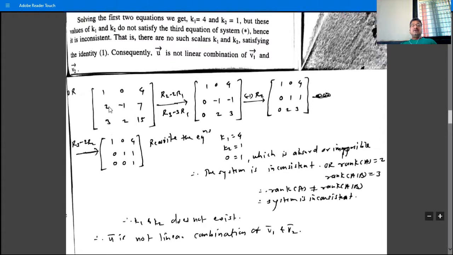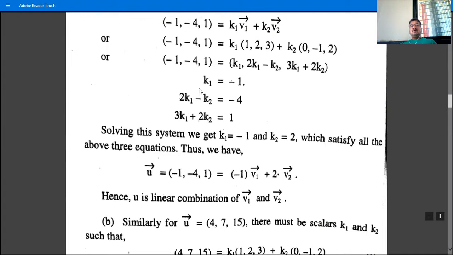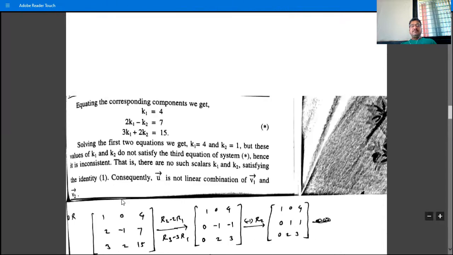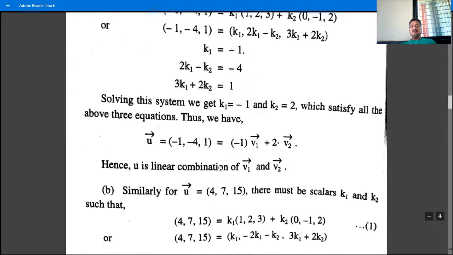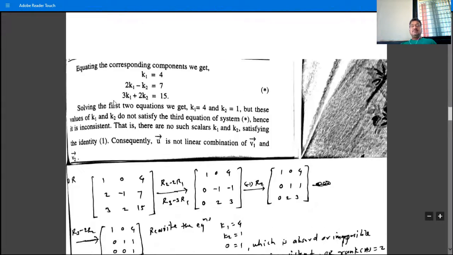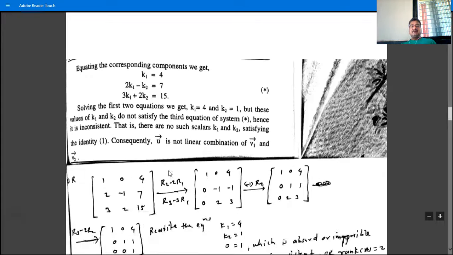That is, write the augmented matrix. The coefficient of K1 is 1, the coefficient of K2 is 0, and the constant is 4. Yes, in this problem we can also use this method, that is, form the augmented matrix. This is the method to solve this system.